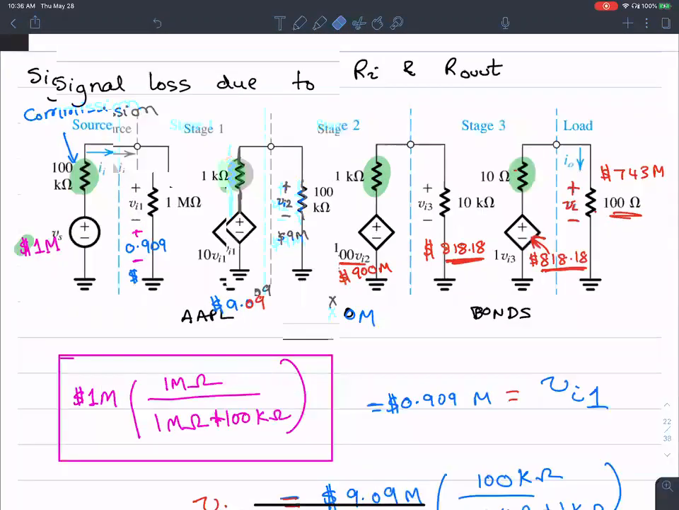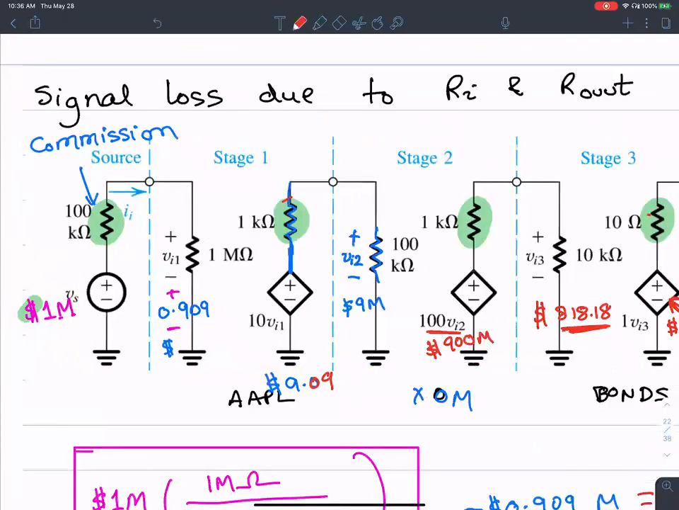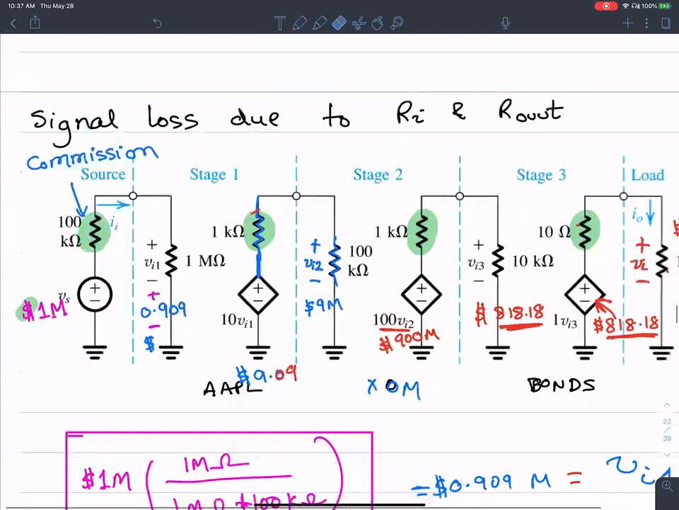So here is the idea. This guy is the input resistance, the source resistance looking in to the amplifier, going into the amplifier. This RS is coming from the signal source here. So that's part of the signal source. The signal source is not ideal, it can't be ideal. So some of that signal is lost across the signal source.